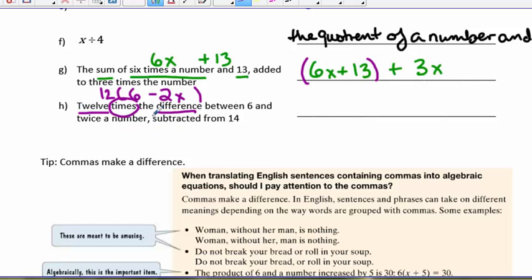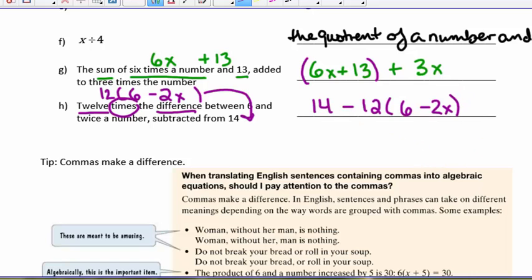All of the stuff before the comma is subtracted away from 14. Remember that subtracted from is going to throw all of this to the end, take it away from the 14. So our final expression will look like this. 14 minus 12 times the difference of 6 and twice a number.